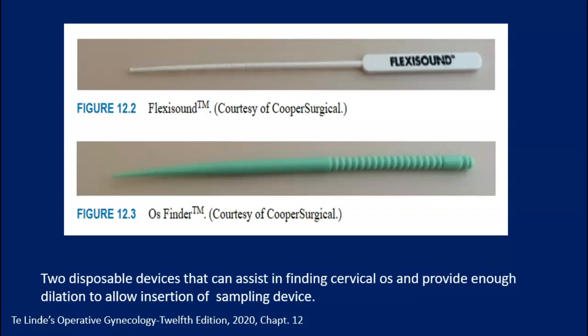This particular slide demonstrates two sounding devices that could be used to assist in providing a small degree of cervical dilation so that you can insert your particular suction apparatus. The top one is the Flexisound. This also can be used as a means of assessing the depth of the uterus. And the bottom is the Osfinder, where again you can provide dilation in a graduated manner as you further insert the device into the cervix.